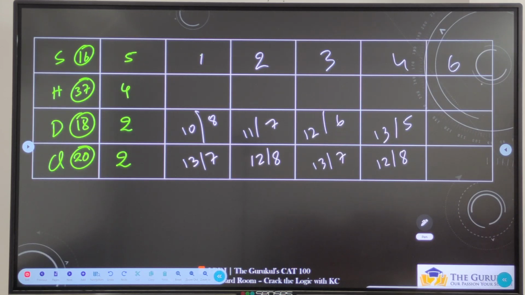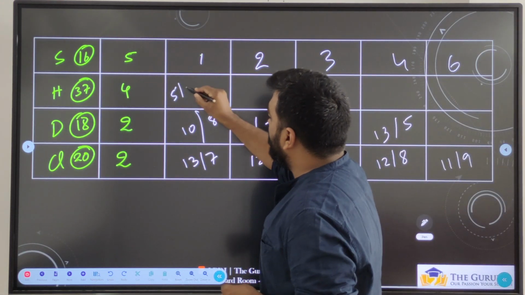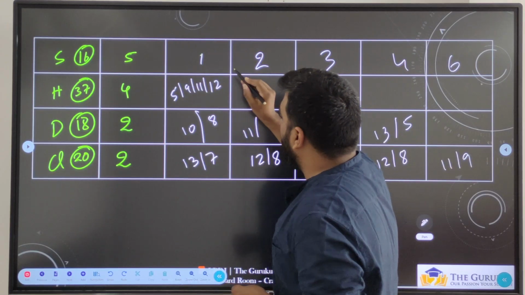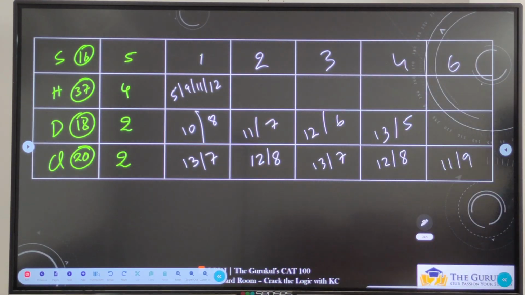What can be the other possibilities? I can use 11 and 9 also. Very good. I can use 11 and 9 as the possibilities also. So quickly keep writing the cases. If I take the first one, 10, 8 are done, 13, 7 are done. I can go with perfect 5, 9, 11 and 12. That will give me sum as 37.